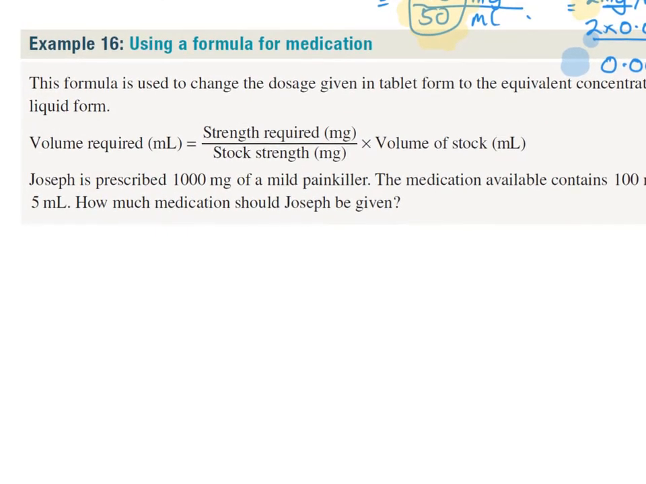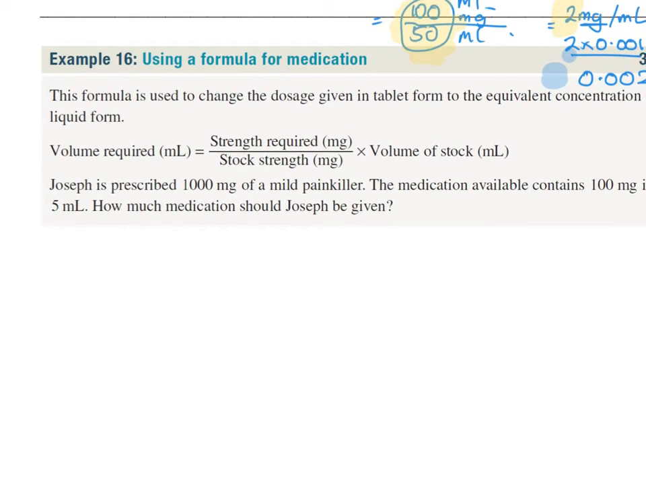All right, we all ready for this one? Is anyone not ready? Okay, so in this question they give you a formula. They say this formula is used to change the dosage given in a tablet form to the equivalent concentration in liquid form. So this is the liquid. How do I know this is the liquid? Because of that millilitre, it's a quantity that's measured of a liquid. So this is in the tablet form because it's measured in milligrams or grams.